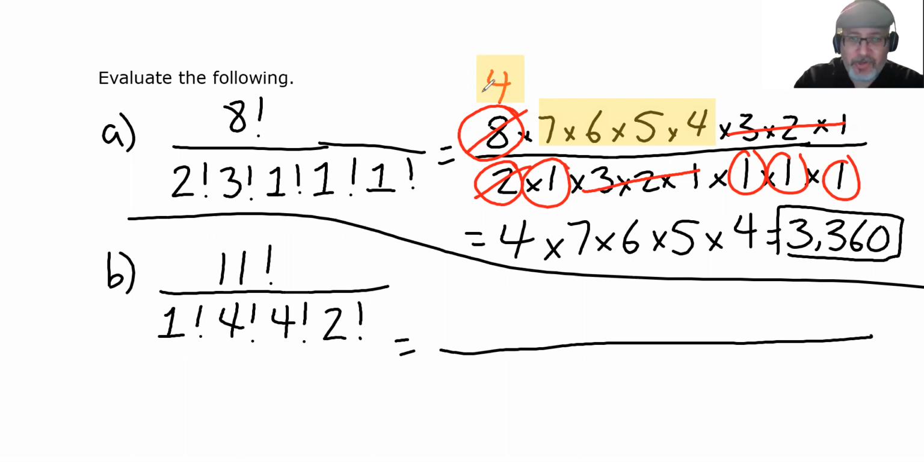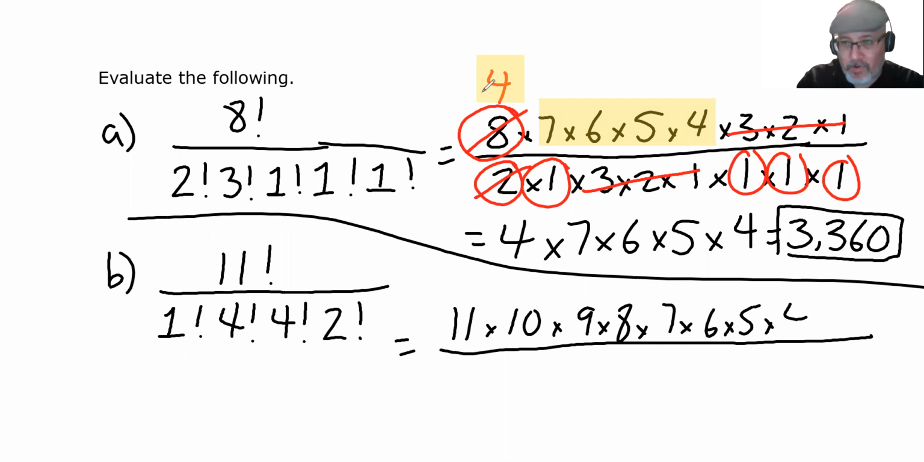Well, 11 factorial's got a long way to go. 11, 10, 9, 8, 7, 6, 5, 4. Am I going to make it? He's not going to make it. That was an Animal Kingdom illusion for anybody who's ever ridden the dinosaur.